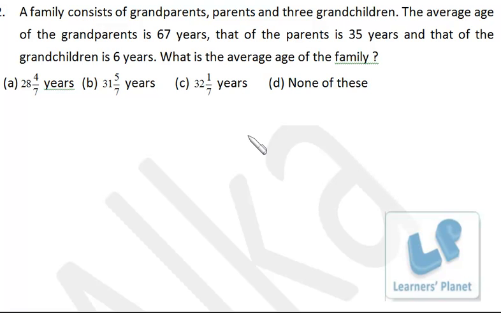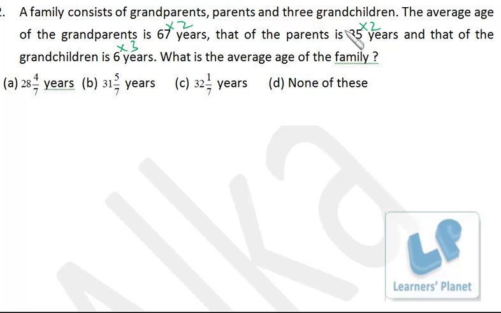So what you can do is, there are again two methods. What you can do, simply you just add up all the data. 2 grandparents, so 67 into 2, 2 parents, 35 into 2, and 3 children. So 67 into 2 plus 35 into 2 plus 6 into 3 divided by 3, 4, 5, 6, 7. That will give you the average age of the family.